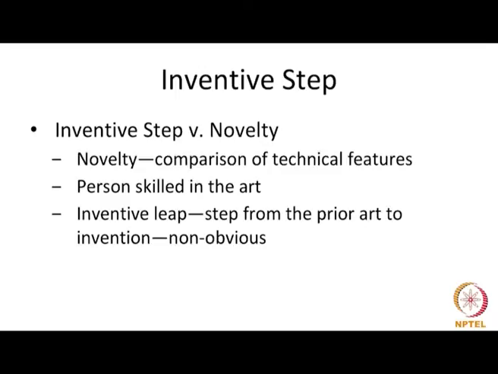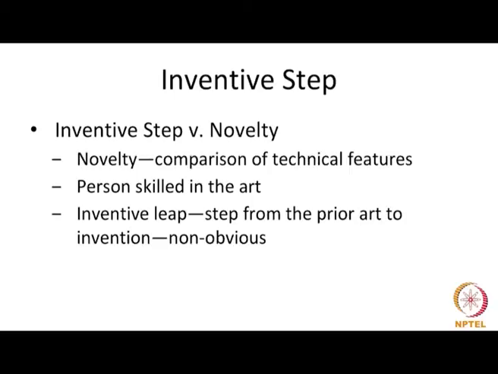Now, what separates the person skilled in the art from the inventor who has come up with a patentable invention is that the person skilled in the art, though he had the entire knowledge pertaining to the art, was not able to make that inventive leap or inventive step. There are various analyses which tell us what the inventive step is. We just understand an inventive step as a step from the prior art to the invention, which is a non-obvious step.